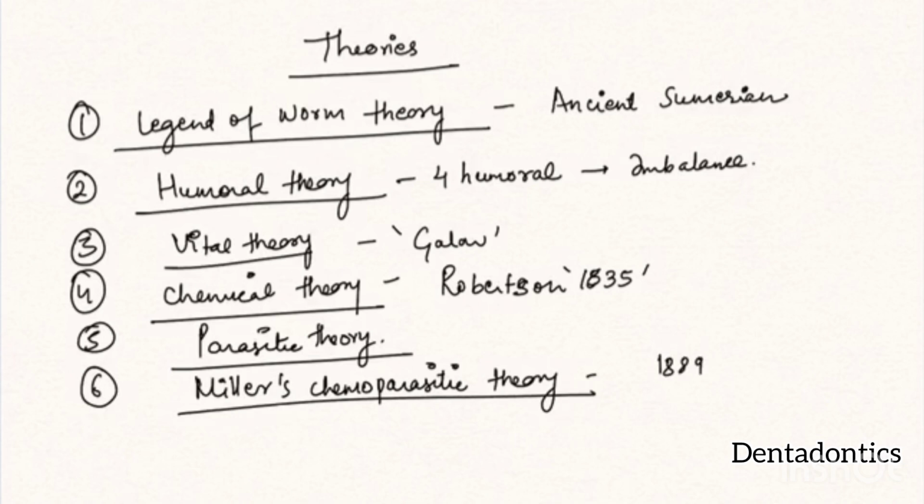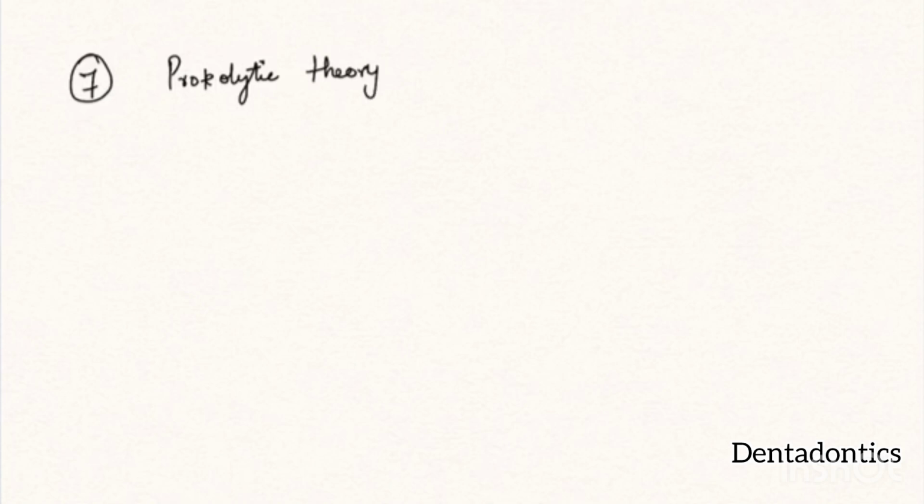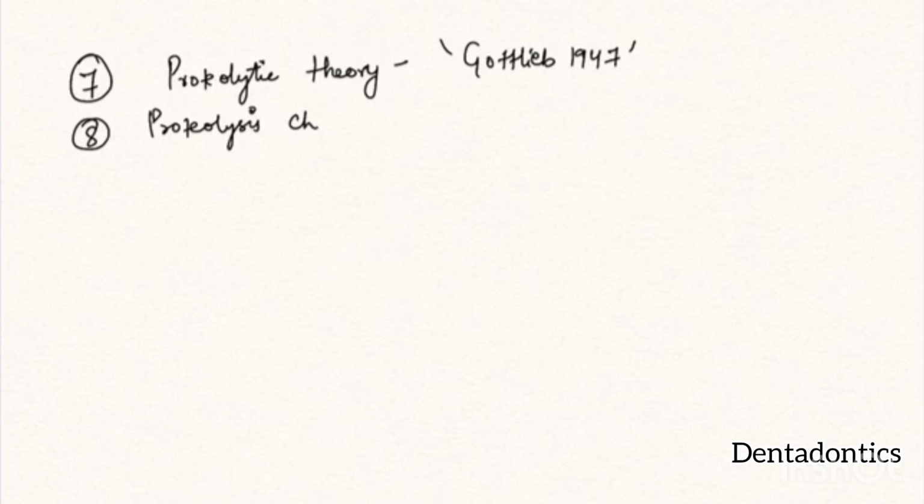Then coming to the next theory, that is the proteolytic theory given by Gottlieb in 1947. He stated that microorganisms invade the organic part of the enamel and initiate the caries by proteolytic action. Then next is the proteolysis chelation theory given by Schwarz in 1955, who stated that there is microbial degradation of the organic component and dissolution of the mineral of the tooth by the process of chelation.